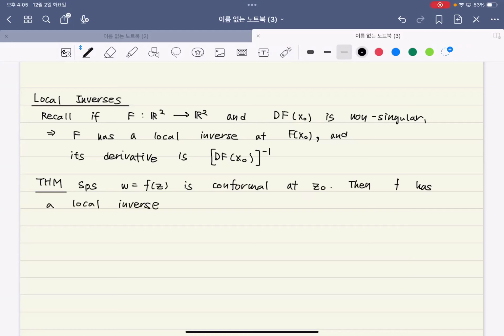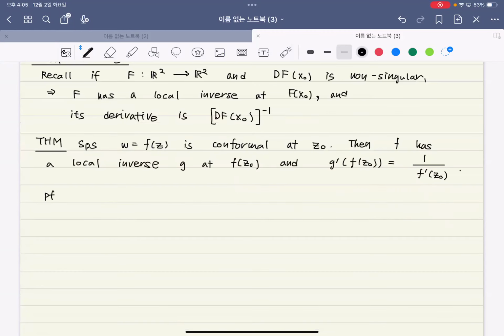I should better give this guy a name. So I will say g, at f of z0. And its derivative at this point is just the reciprocal of the derivative. Okay, good. All right. What is the proof? The proof is easy.